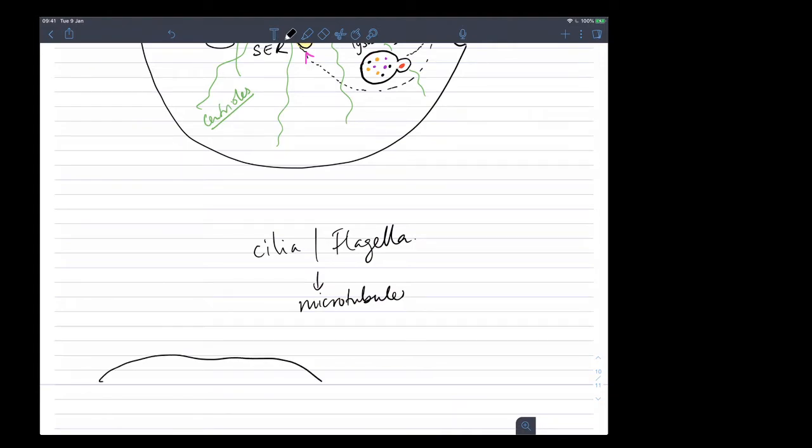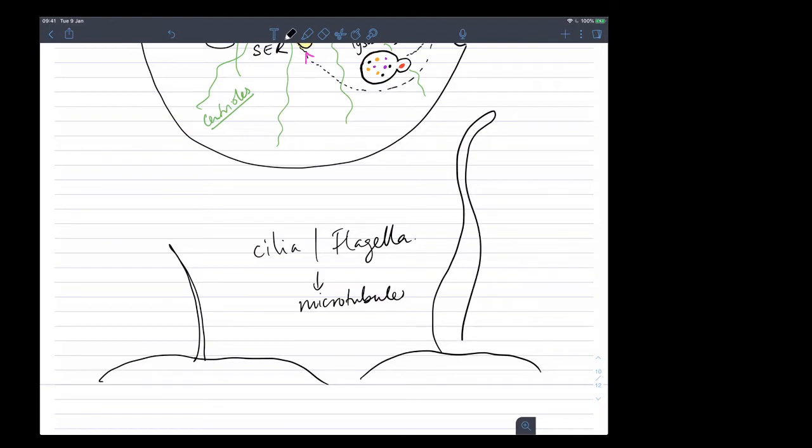So if we have a cell here, a cell there, we have a cilium, and we might have a flagellum. Now, cilia and flagella are both based on microtubules, but they have slightly different structure and slightly different function.